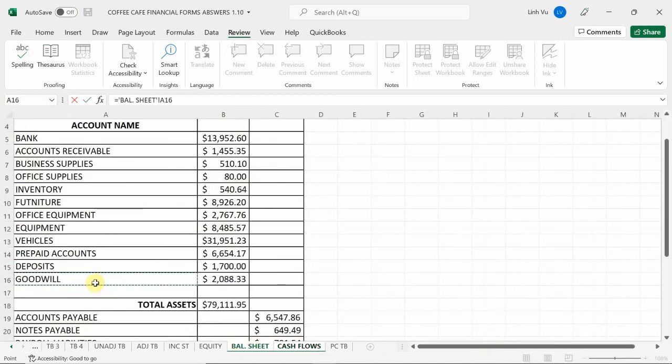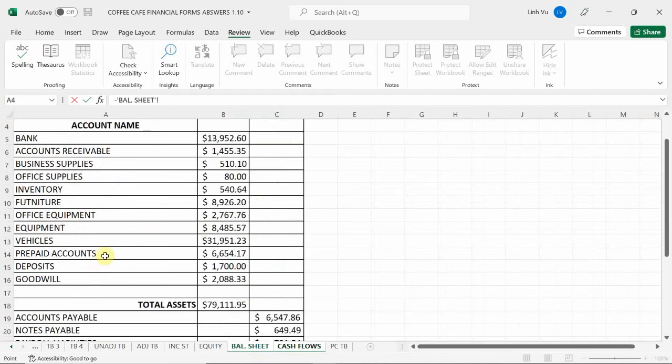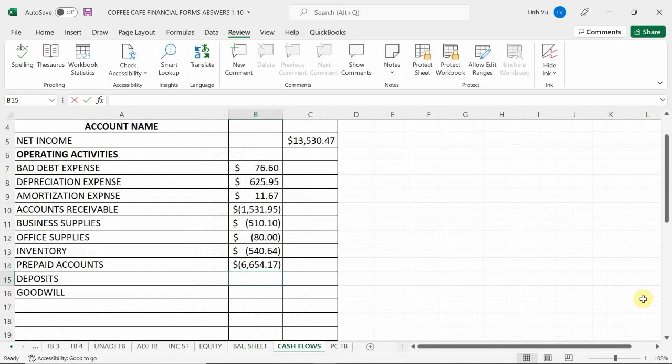Same question here. Prepaid accounts. Is this money that you have? Because we spent the money to buy insurance and we also spent the money to buy rent. Is this money that we have right now? No, I already spent it. So in this case, I have to subtract it out. What about the deposits? Is this money that I actually have right now?